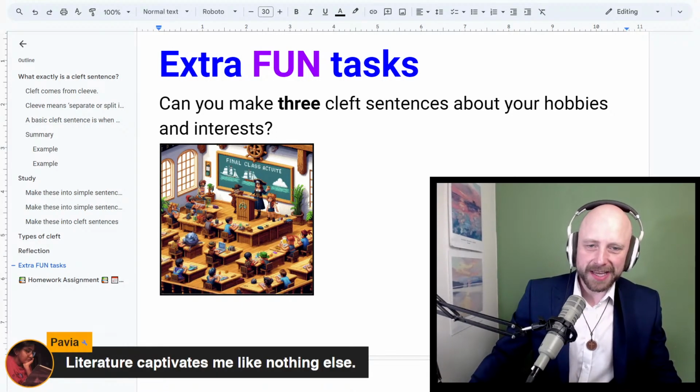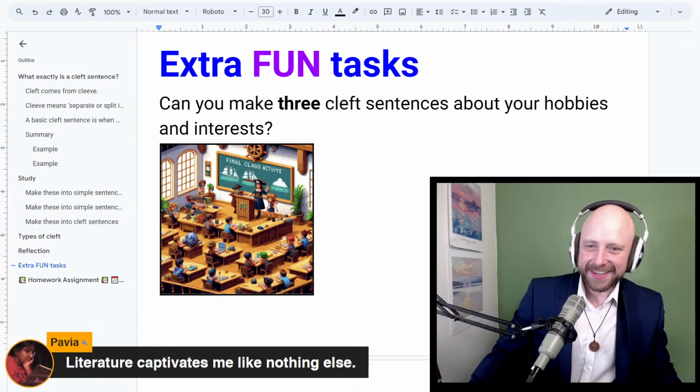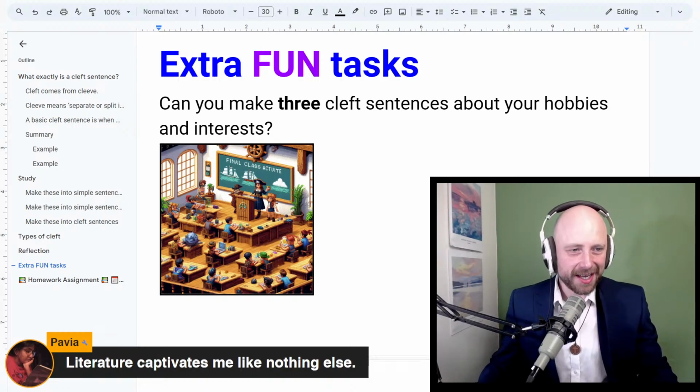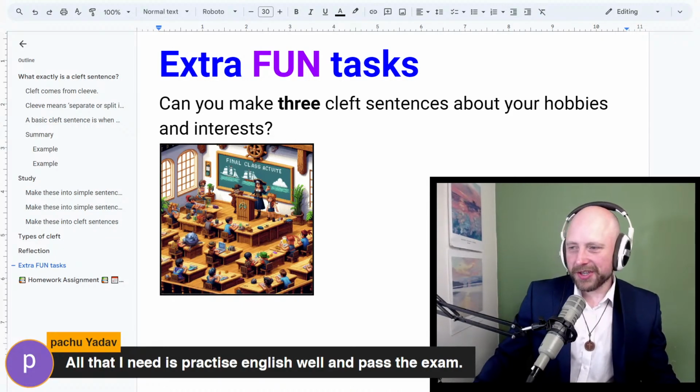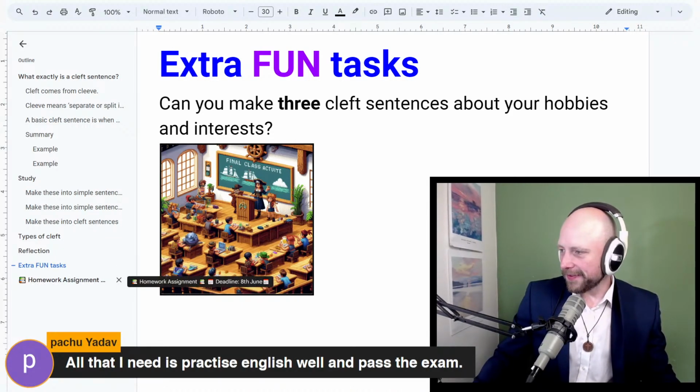Literature captivates me like nothing else. Is that a cleft sentence? What captivates me like nothing else is literature. That's the cleft. All I need is to practice English well and pass the exam. What's the exam, Pachu? What's the exam, if you want to tell us?